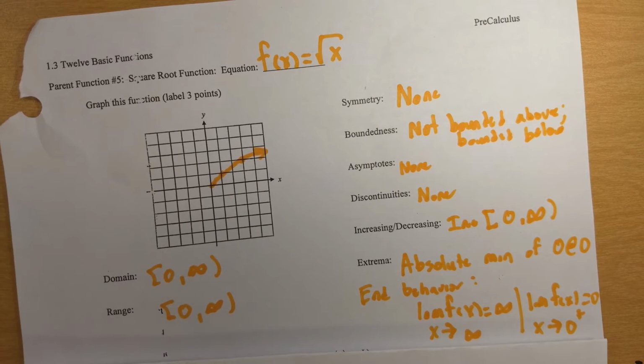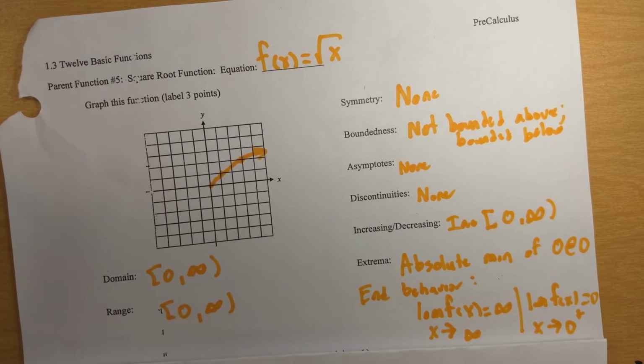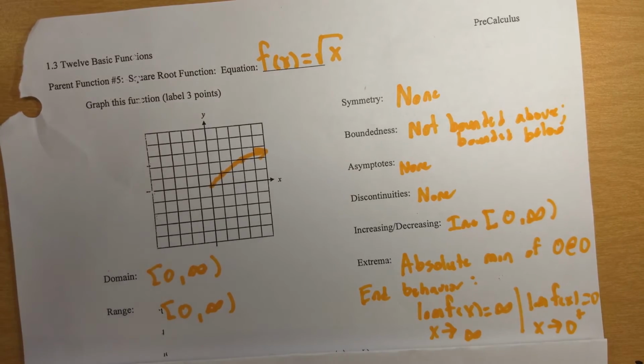There is no symmetry and the graph is bounded below and not bounded above. There are no asymptotes. The extrema is an absolute minimum of 0 at 0. The end behavior is as x moves positively above 0, y increases.